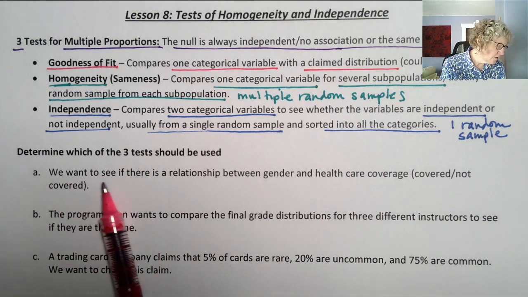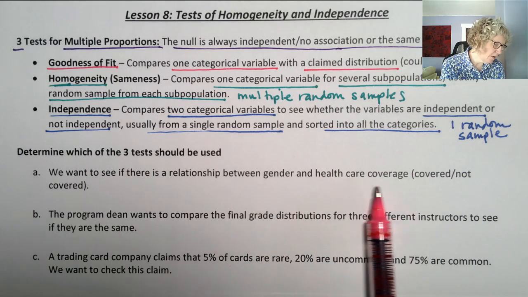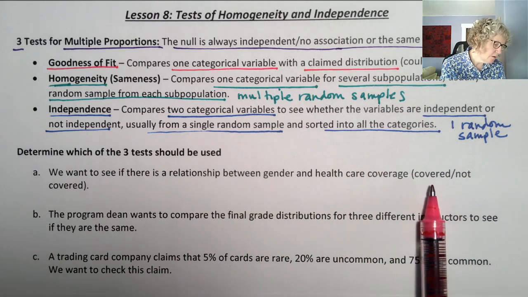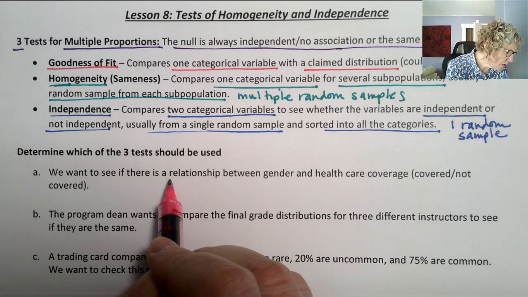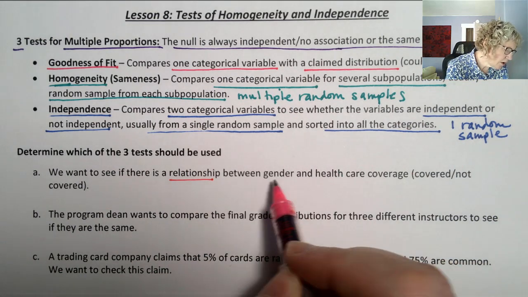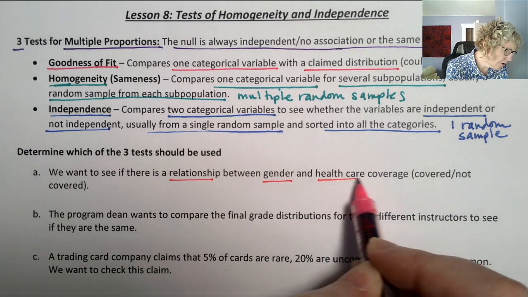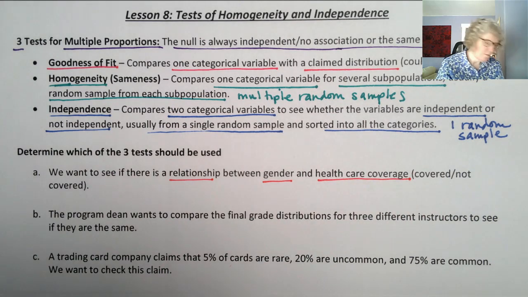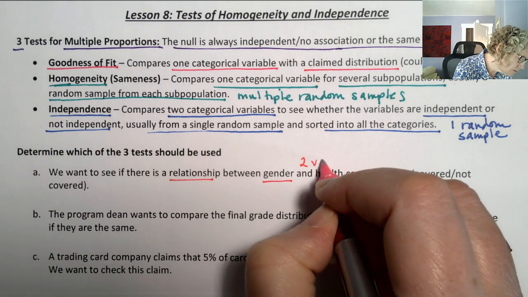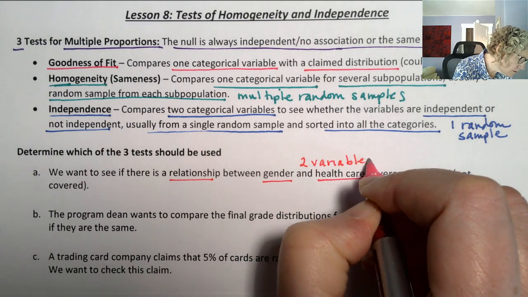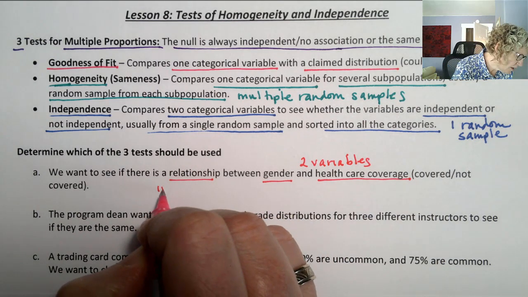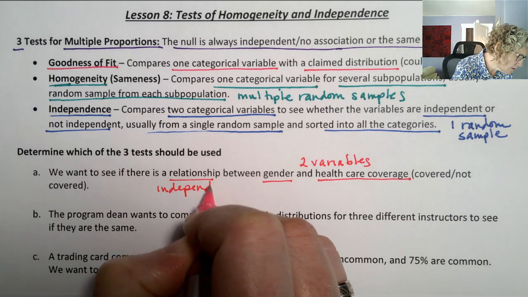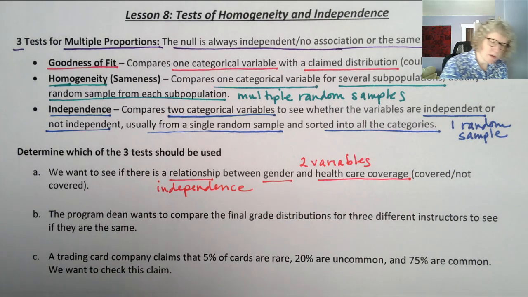A, we want to see if there's a relationship between gender and healthcare coverage. And we're talking covered or not covered. Okay, so relationship, that seems like a key word. Also, we have gender and healthcare coverage. So we have 2 variables here. And then relationship really goes with the word independence. Okay, so if you said independence on this one, you are correct.